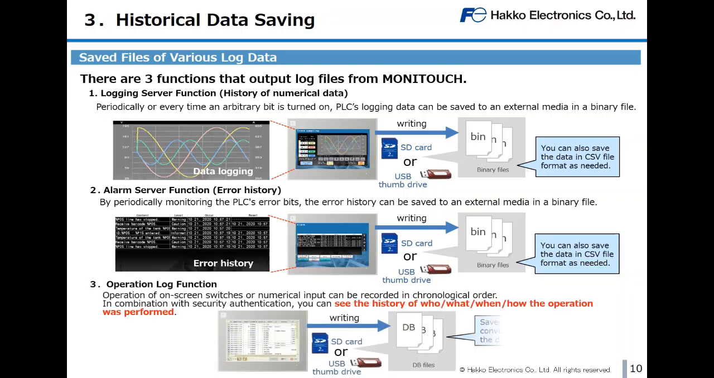The third one is the operation log function, which saves the operation of on-screen switches or numerical input in chronological order. In combination with security authentication, you can see the history of who, what, when, and how the operation was performed. By saving these log data in binary or DB files, the data is not visible at a glance even if it is opened on a PC. This can be proposed as a measure to prevent data tampering.